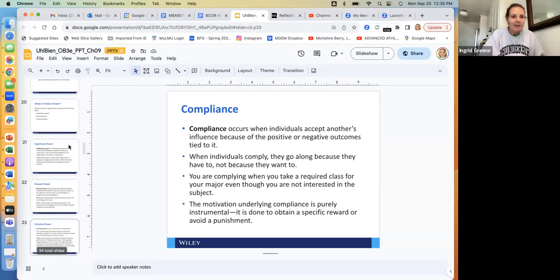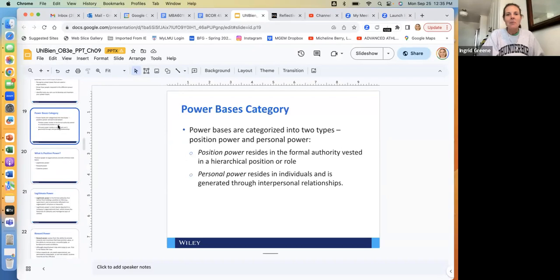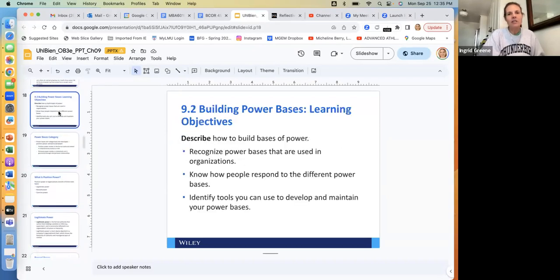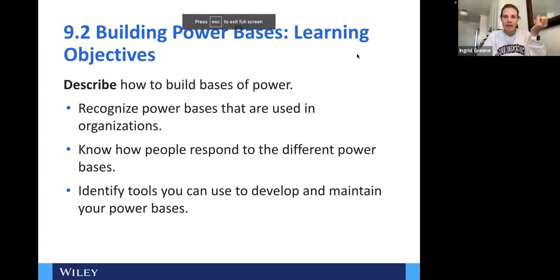Let me come back because I was reviewing them here. The power bases category. First, let's do the learning objectives for section 2. This is all about how to build bases of power, right? They give an example in the textbook of how there's one employee, he always comes to the meeting, he's always pitching his ideas, and they never get undertaken. And then he doesn't even get to pitch them after a while, right?